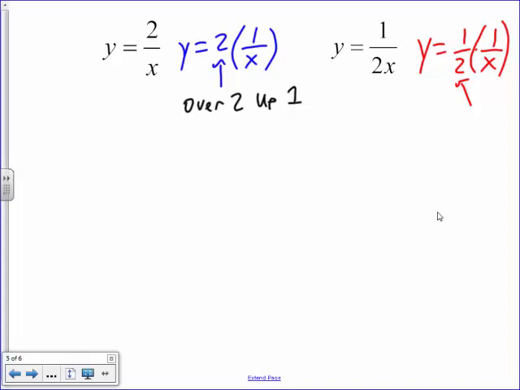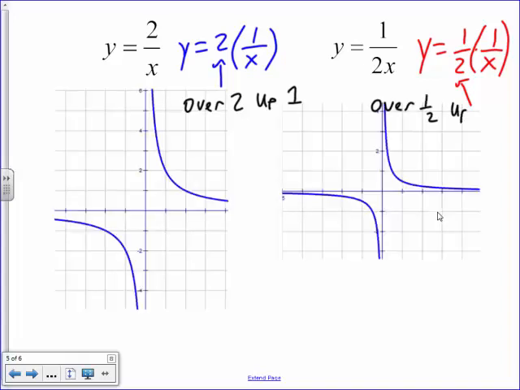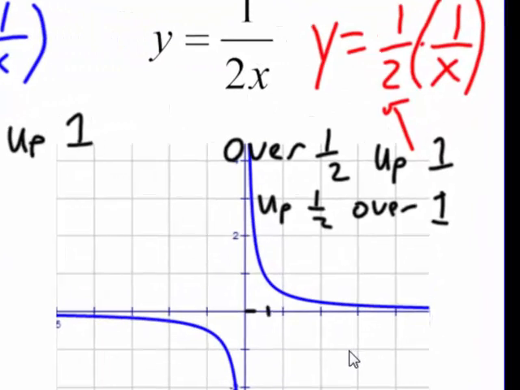And same thing here. Instead of going over 1, up 1, we're going to go over 1/2 before we go up 1. And same thing, I'm going to go up 1/2 before I go over 1. So I go over 1/2 and I go up 1 right there. And I go up 1/2 and I go over 1, so right there. So it makes little points. It almost cuts it in half.